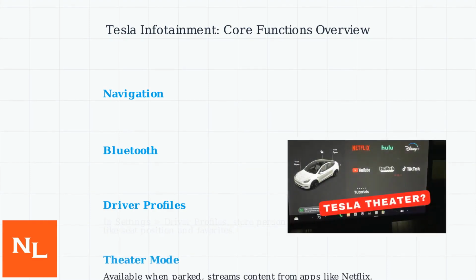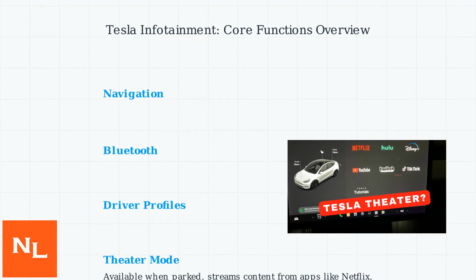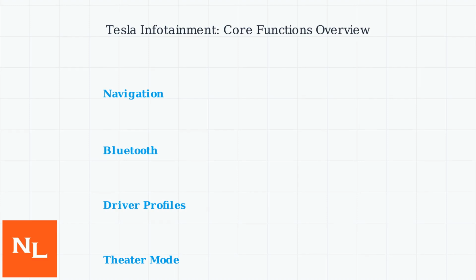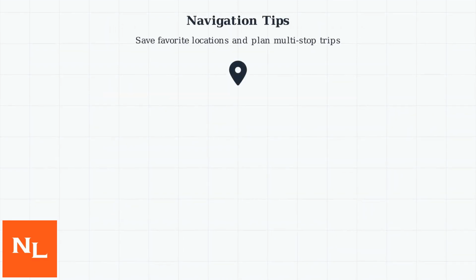Theater mode, available when parked, streams content from apps like Netflix, requiring internet. The system prioritizes simplicity and voice control for safety and ease of use. Recent updates include enhanced AI voice assistance and a revamped UI. For navigation, save favorite locations and plan multi-stop trips to maximize your Tesla infotainment experience.